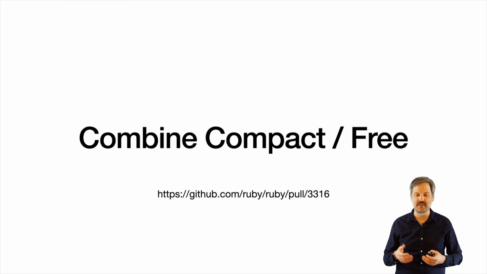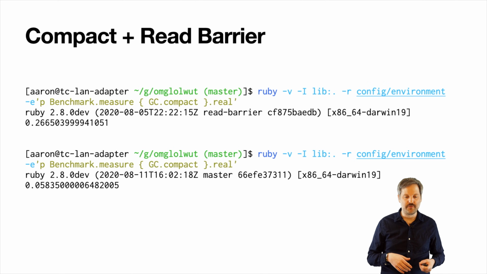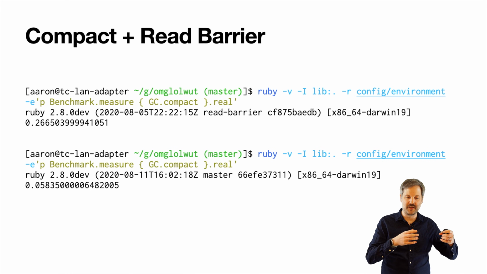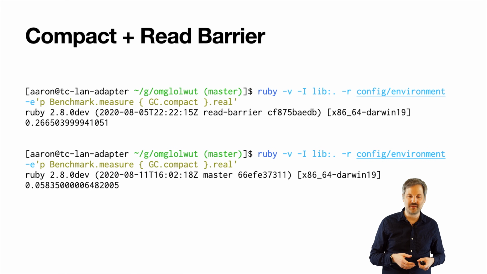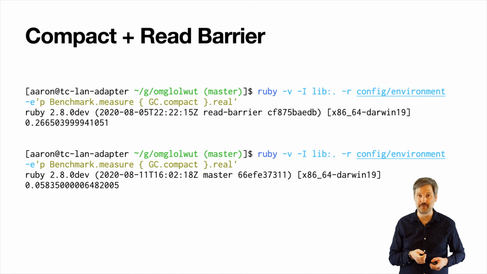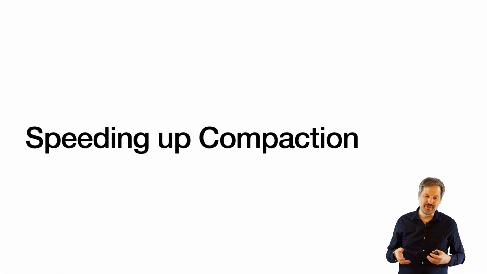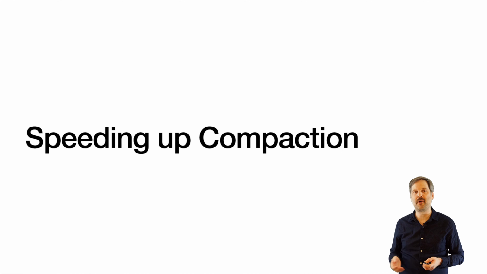It combines compact and free. Now, unfortunately, it's way too slow. If we just compare gc.compact between the master branch and the feature branch, we'll see that the version with the read barrier is about 4.5 times slower than the original version of GC compact. Even though compaction is concurrent, making it 4.5 times slower is just too much. So what is the problem?